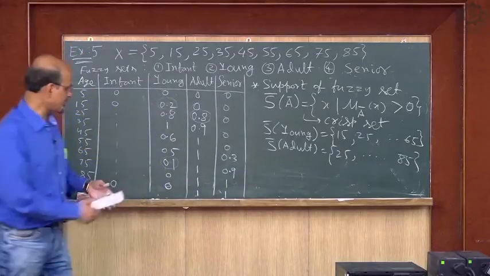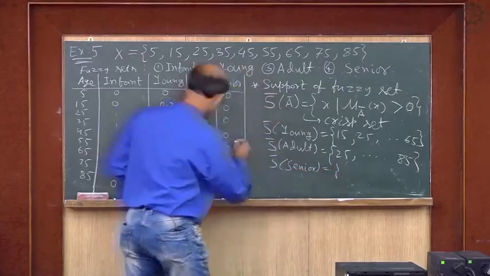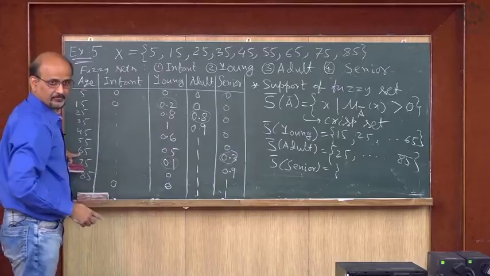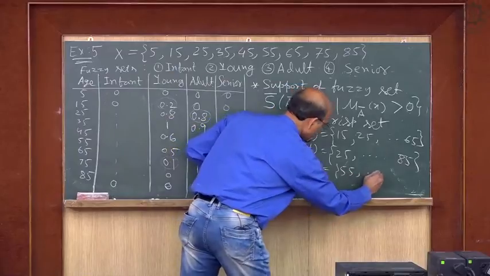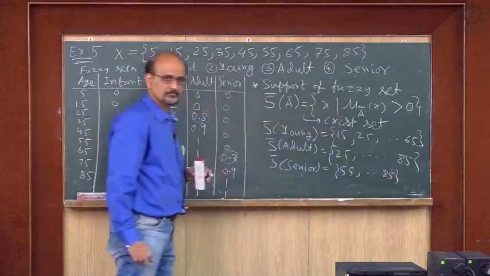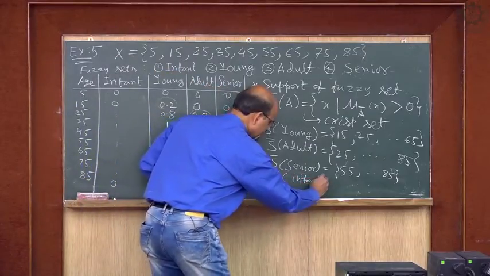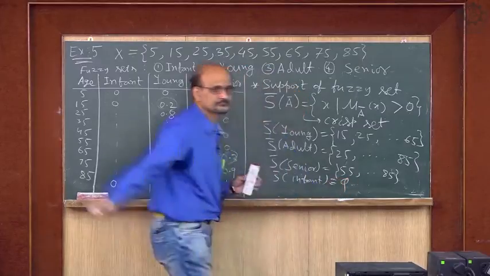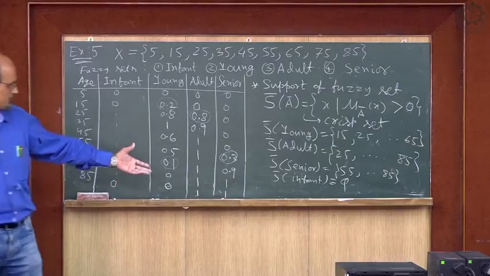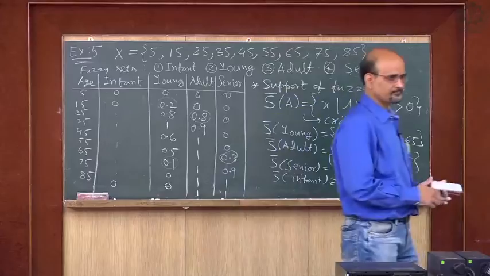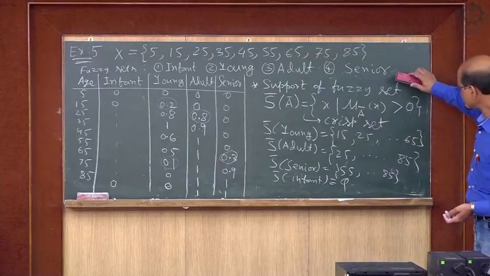Similarly, I can have the support of senior, and this starts from here. So it is 55 to 85. What about the support of infant? It is empty, because I do not have any values greater than 0. The support of infant is an empty set. This you have understood, the support of a fuzzy set. Now erasing this.